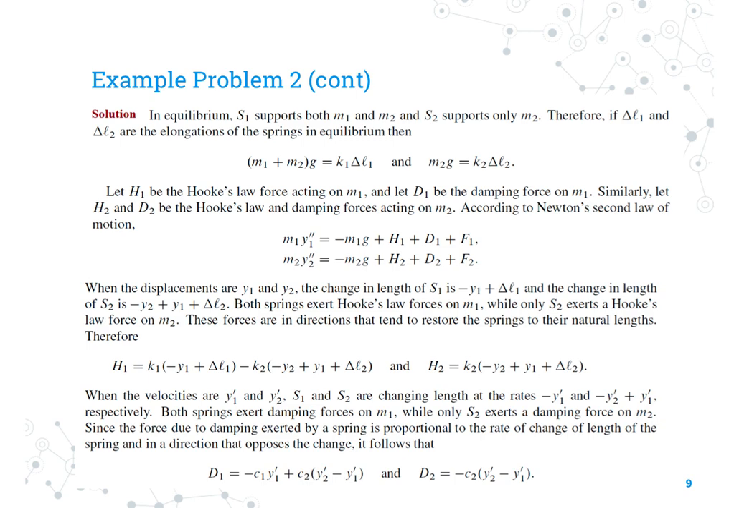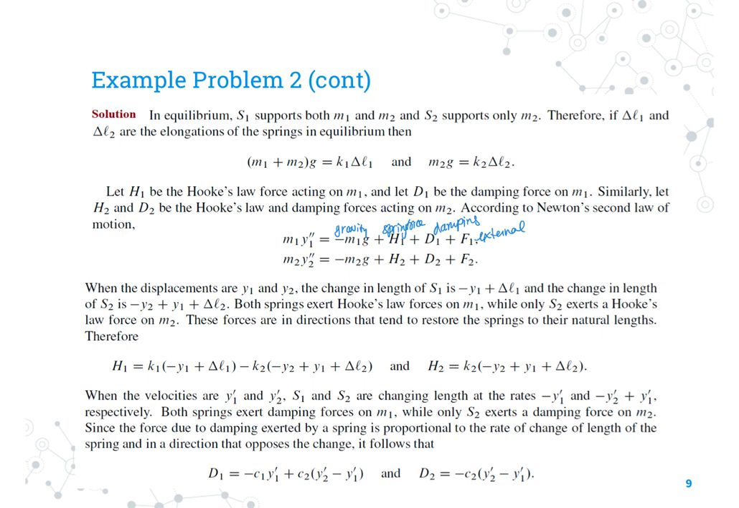According to Newton's second law of motion, the sum of the forces equals the mass times the acceleration. So in this case, M1 y1 double prime, which is the acceleration of mass 1, is going to be the force due to gravity plus the force due to Hooke's law plus the damping force plus any external force. So this is gravity, our spring force, our damping force, and any external force.